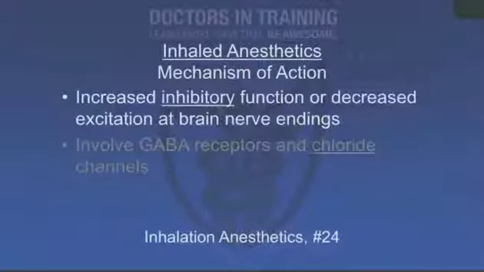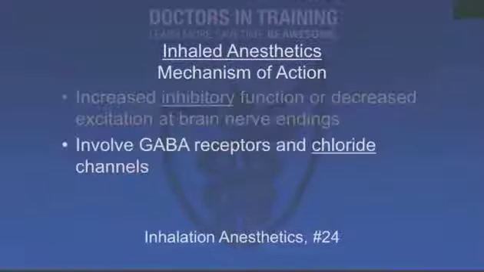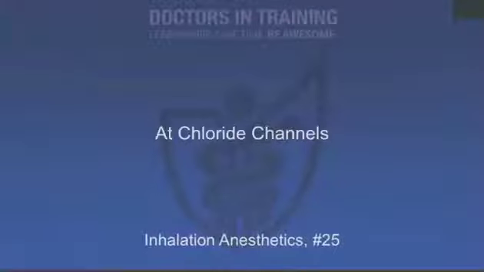In general, they're either going to have an increased inhibitory function or decreased excitation at the brain nerve endings. GABA is usually a player. Chloride channels, it's not very well known how some of these drugs work at all, actually. We do know that the halogenated hydrocarbons work at the chloride receptor. So when in doubt, chloride's a great answer. GABA is not a bad one either.